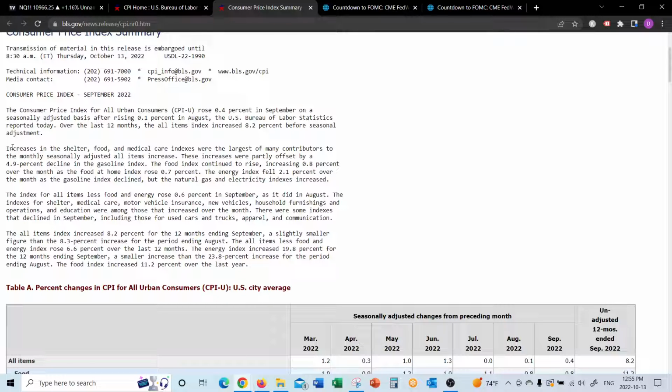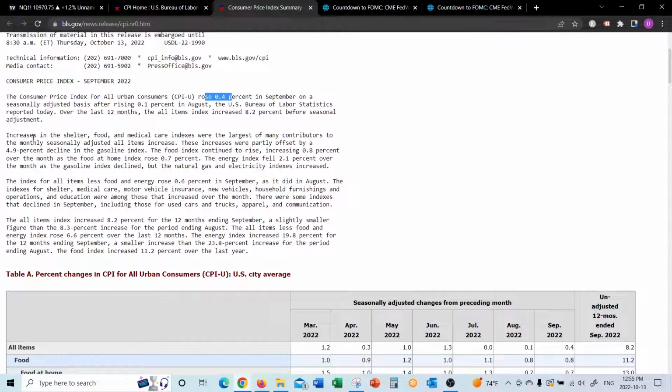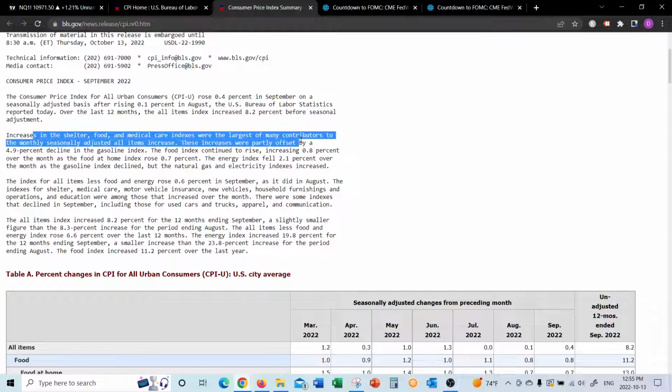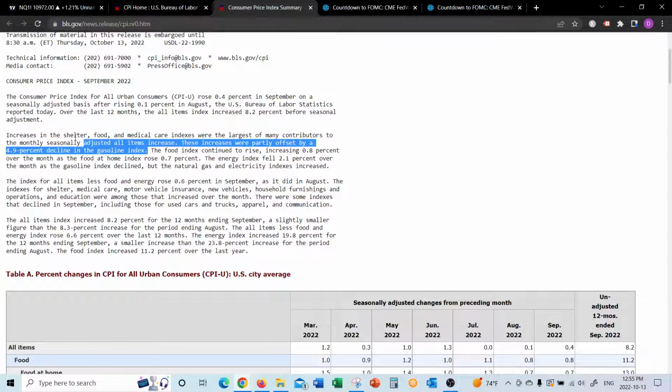It says here that the consumer price index for all urban consumers rose 4.4%. So we've already seen this. Increases in shelter, food, and medical care indexes were the largest of the many contributors to the monthly seasonally adjusted all items increase. These increases were partly offset by a 4.9% decline in gasoline. So, I've talked about this already. Shelter, food, medical care has increased, but it's been offset, right? The headline numbers offset by gasoline prices that have been dropping.